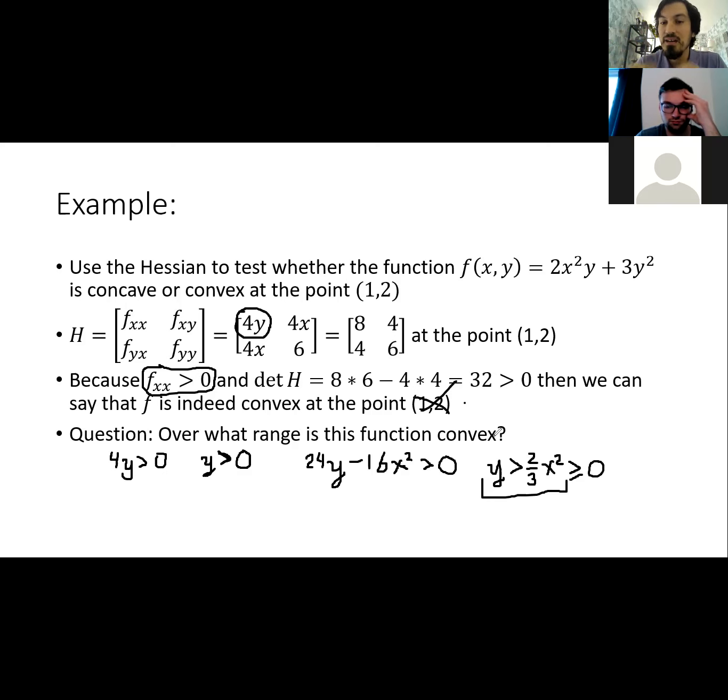So the function is convex if y is greater than 2/3 x squared. That is a true statement. Now, is it if and only if? Maybe not, because there are these other possibilities. But when I'm asking a question like this, over what range is this function convex? Let's pretend I mean convex in the sense of strictly convex, and we know that it's convex because this rule has been satisfied. Let's say that. And so just give me this answer.